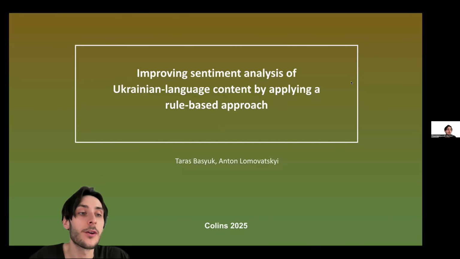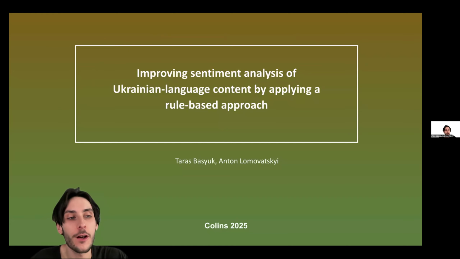Good morning. This presentation introduces the research titled Improving Sentiment Analysis of Ukrainian Language Content by Applying a Rule-Based Approach, conducted as a part of Collins 2025. The study originates from Lviv Polytechnic National University. It addresses the critical need for accurate sentiment analysis in languages that differ structurally and culturally from English.